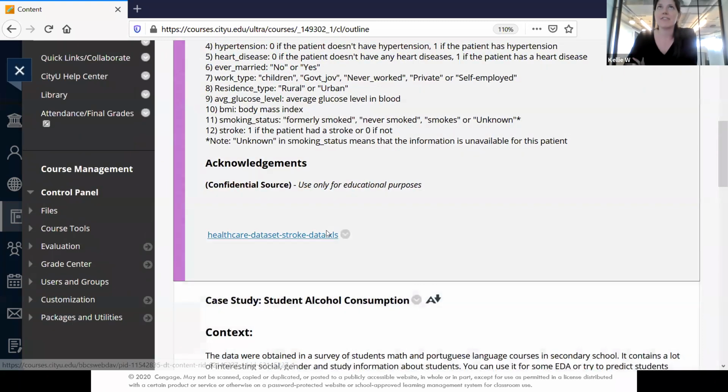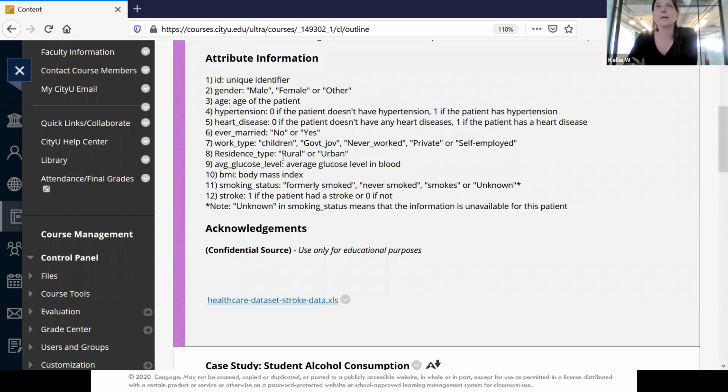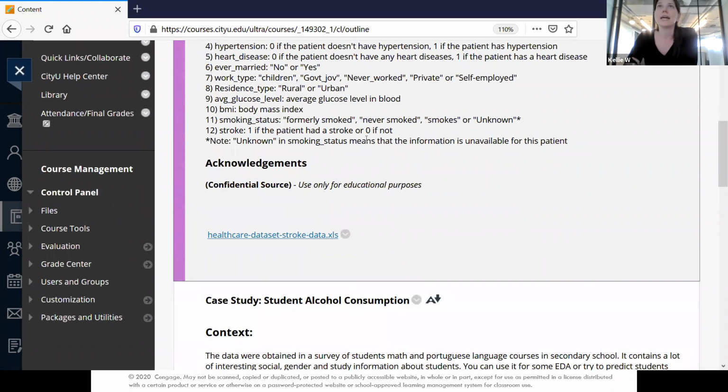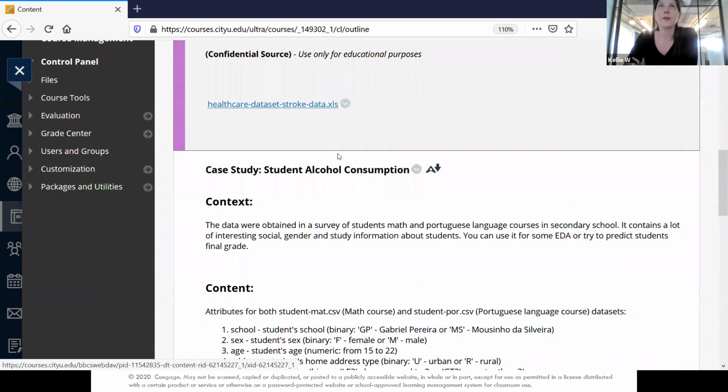And I've given you the attributes. So this has 12 columns. So the ID is just an identifier for the patient, the gender, so you get male, female, or other, age. There's some binary here. So hypertension, they either have it or they don't. Heart disease, whether or not they're married, their type of work, their average glucose level, their BMI, whether or not they smoked, and whether or not they had a stroke. Okay, so that's the first set of data, which is right here.